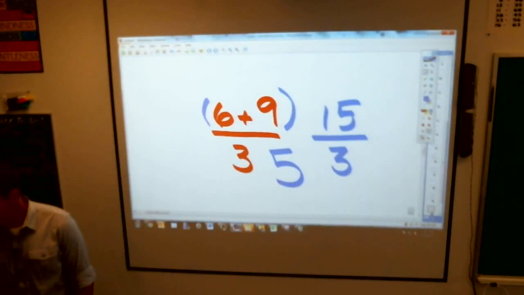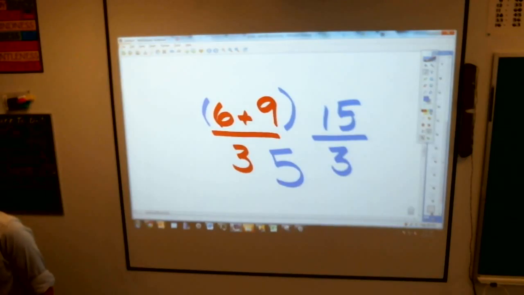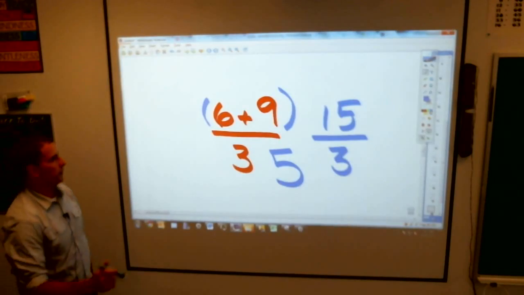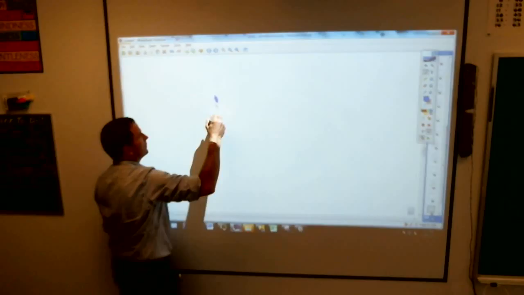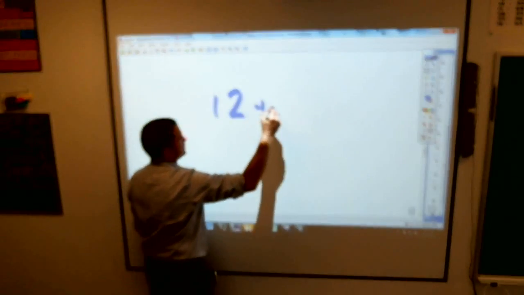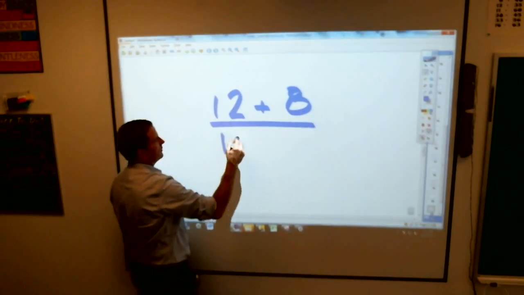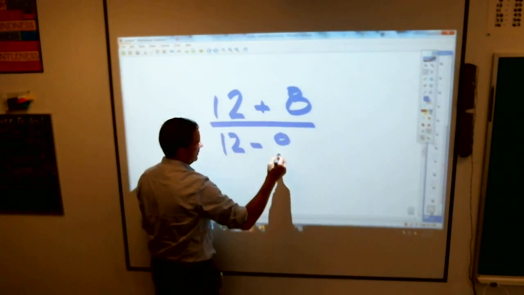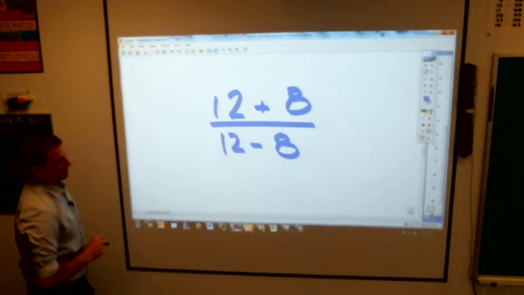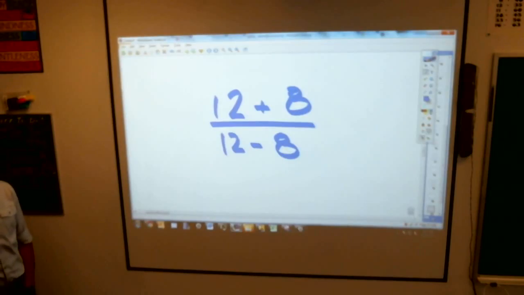Is that big enough, or should I make it bigger? Bigger. 12 plus 8 over 12 minus 8. What do you think the answer to that would be?